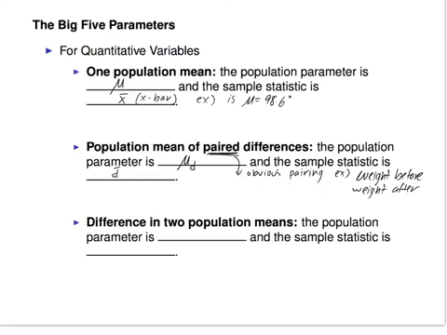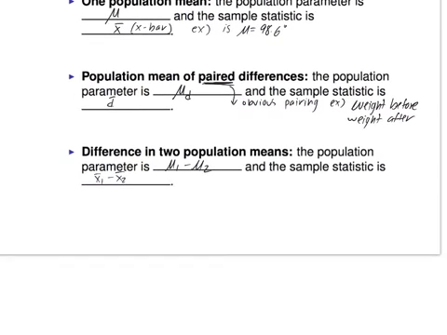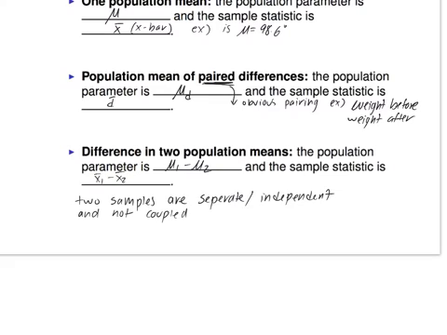Versus the difference in two population means. In this case, the parameter is mu1 minus mu2, and the sample statistic is x1 bar minus x2 bar. The kicker with this one is that these two samples are separate, independent, and not coupled in any way.